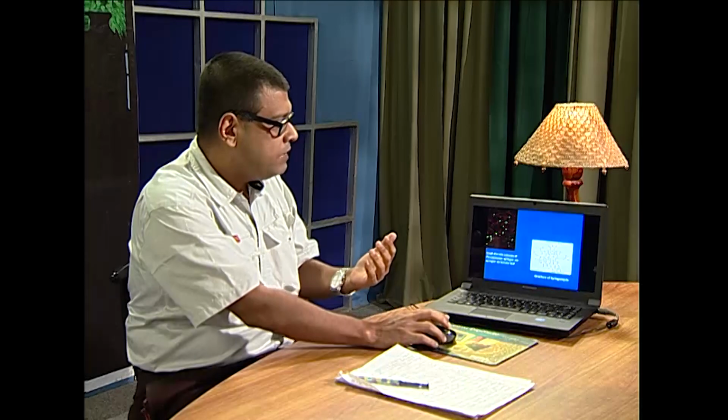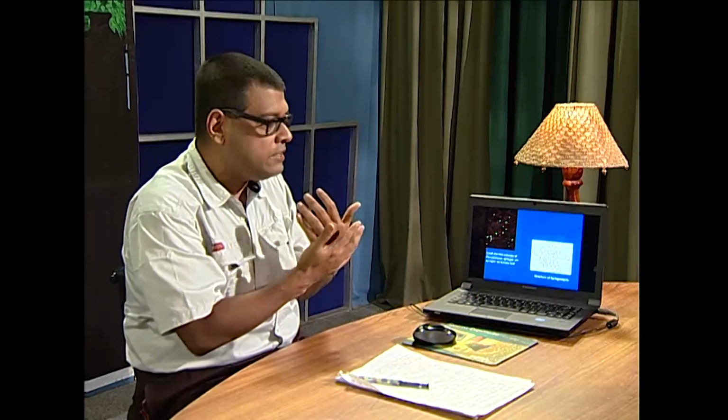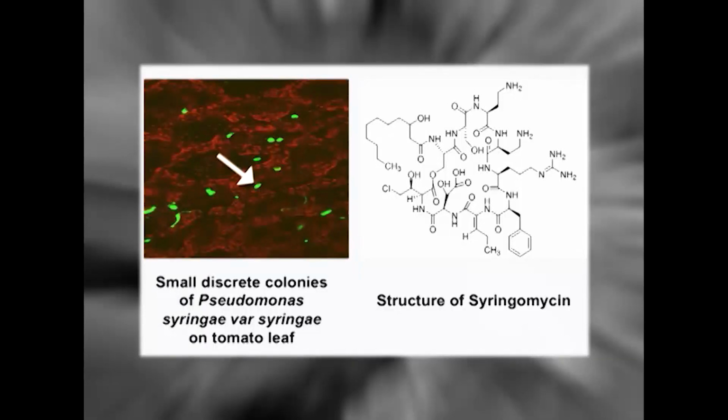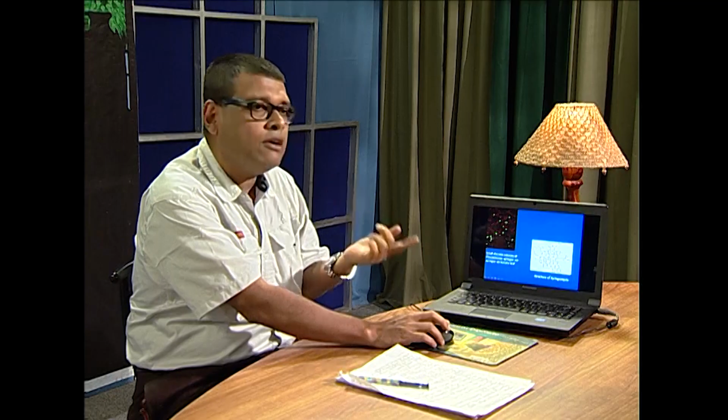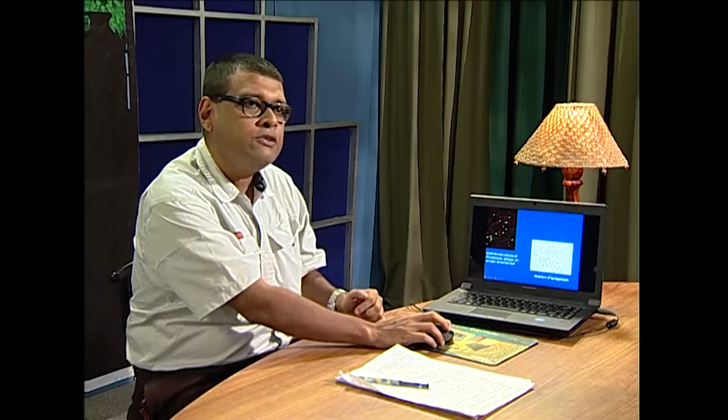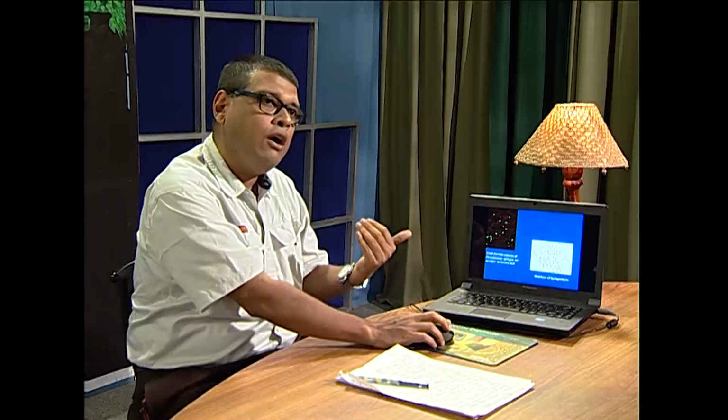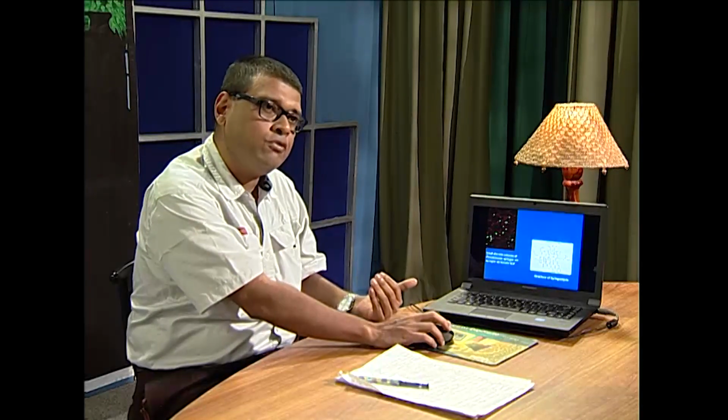At the same time, there may be some specific toxin like syringomycin produced by Pseudomonas syringae. This toxin will enable induction of infection in discrete colonies. Here you can see the colony is very small. This small green bacterial colony has induced infection because of the presence of syringomycin. So toxin mediated infection of the leaf organism is also very common.